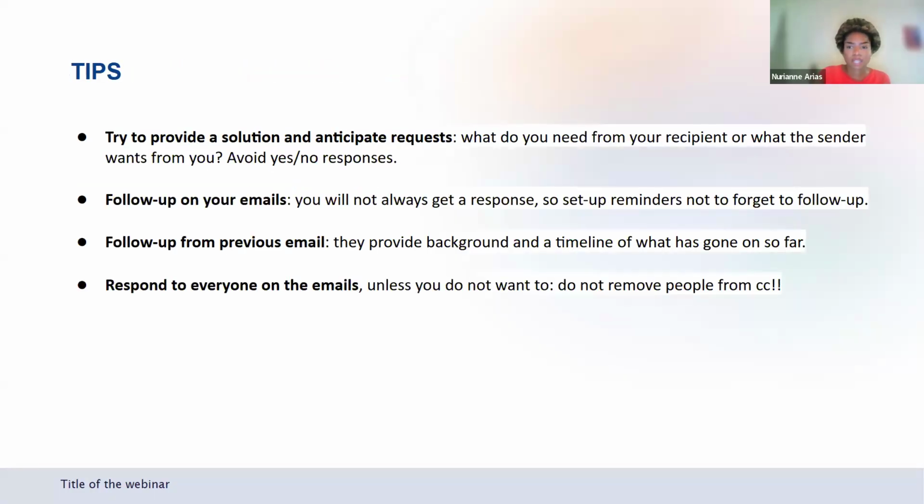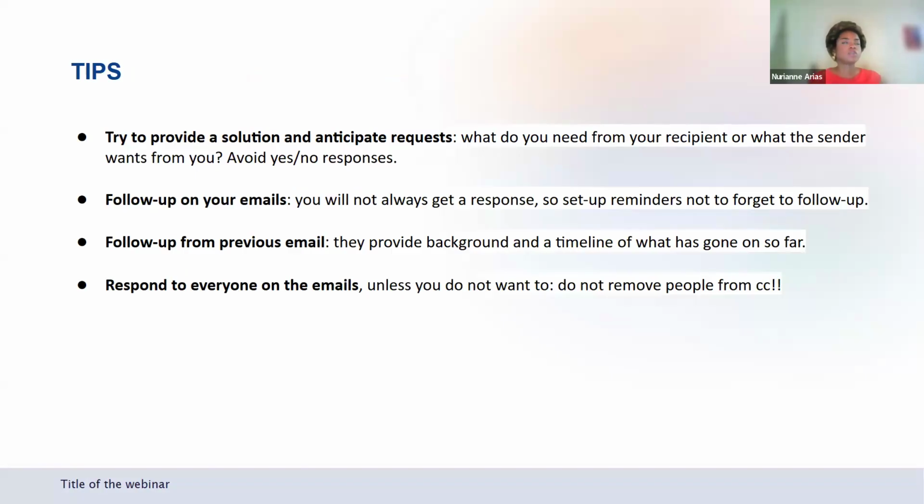So some tips, again, some things that you need to do. Follow up on your emails. Make sure that they know that you're pending and that you're going to ask them a question. Sometimes people rely on you to follow up and may not follow up automatically. So respond to everyone on the email unless you don't want to, but make sure that you refer to the previous email.